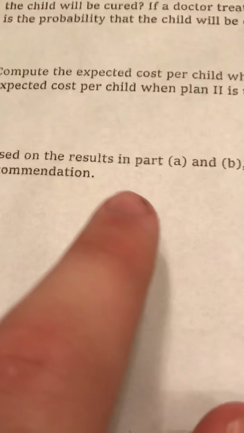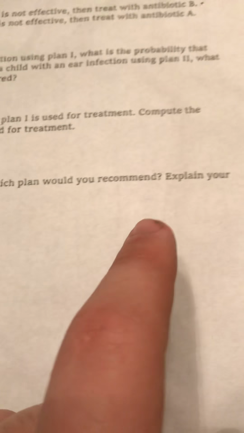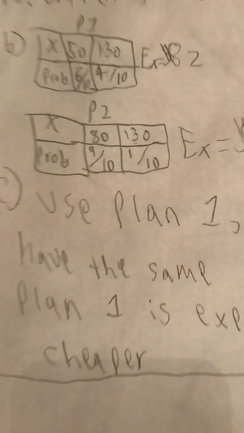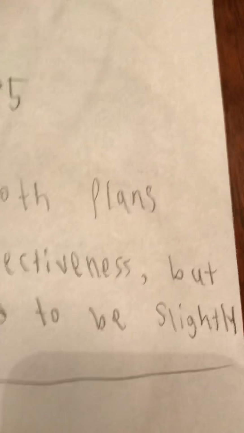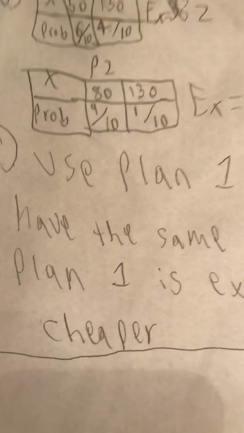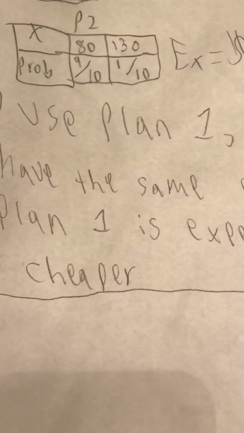Finally, for C, based on the results in part A and B, which plan would you recommend? Explain your recommendation. The best plan is to use plan 1. Both plans have the same effectiveness, but plan 1 is expected to cost slightly less.